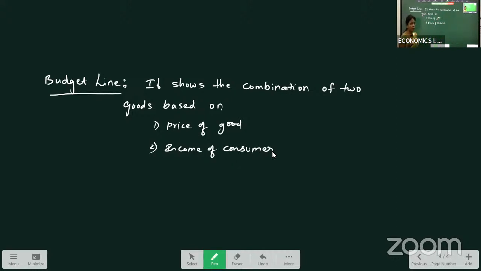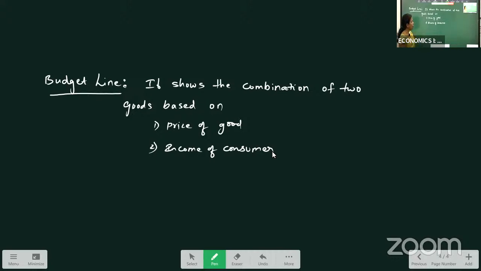Whenever we do the combinations, generally when you go to market, you want to purchase 2 or more items. You do the combinations here. I will take so many apples and so many mangoes, I will take this much combination. That is how we plan, with whatever money we are having, how many we can purchase. So that shows the price of the good, what is the price of that product in the market, as well as how much income you are having with you. Depending on that, when we do the combinations, it is called budget line.